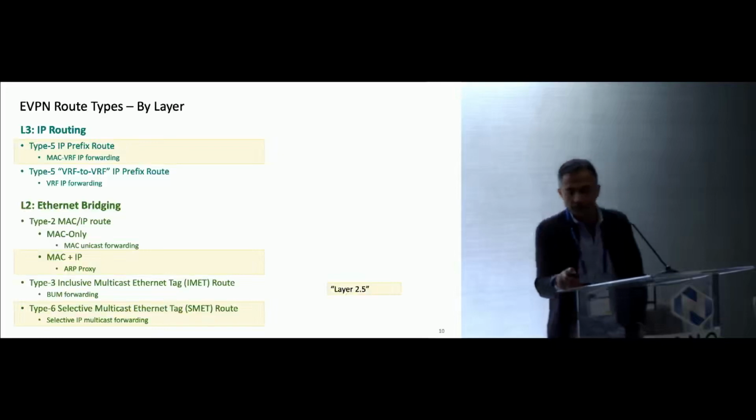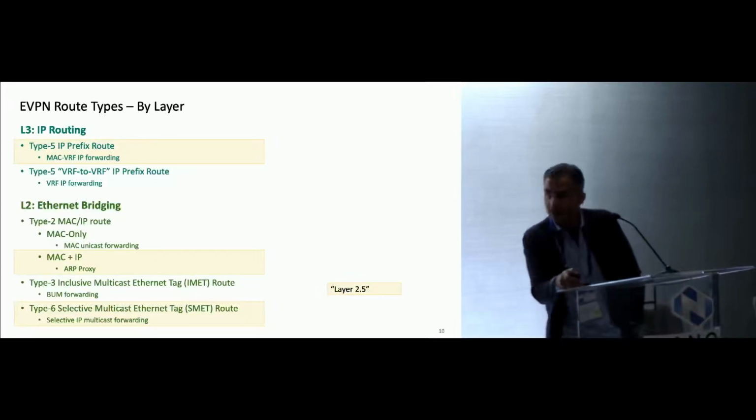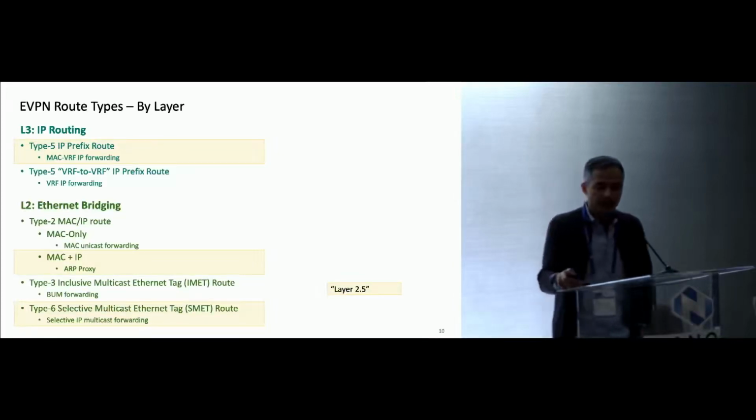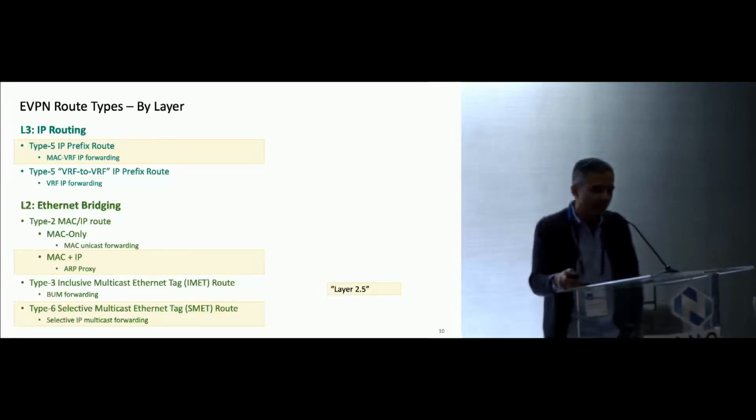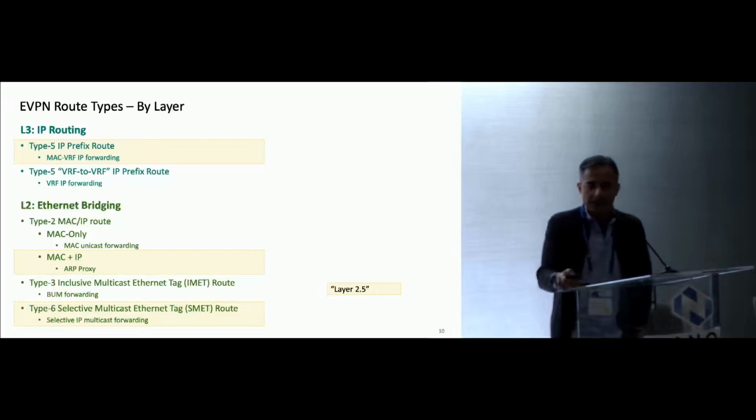And yeah, you can barely see the highlights, but these routes that I highlighted are kind of like layer 2.5, if you will. The MAC plus IP route is used for ARP proxy, and ARP is sort of a layer 2.5 function. And type 6, you can think of as supporting IGP snooping, which is kind of a 2.5 function as well. And the MAC VRF to MAC VRF is sort of a 2.5 as well. We're not going to cover that one.